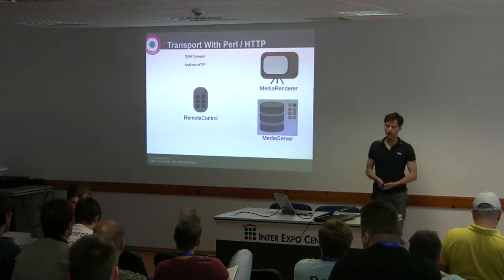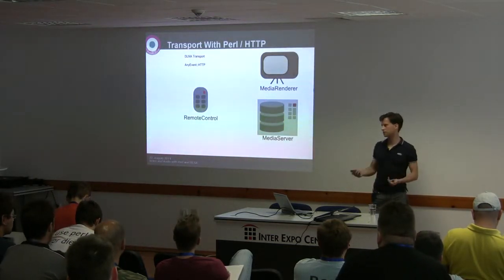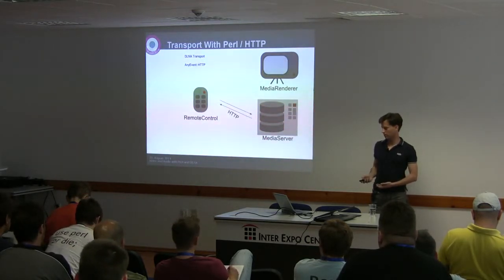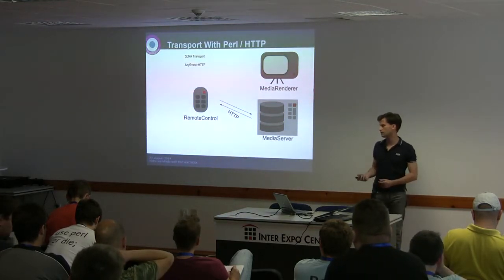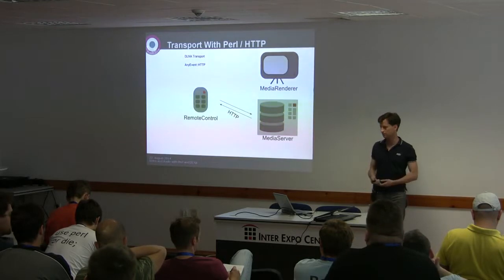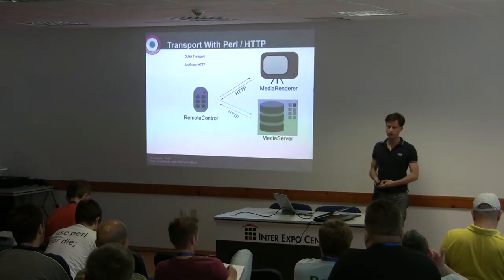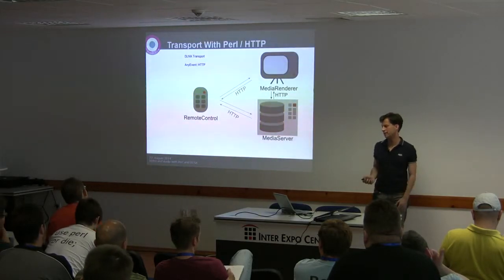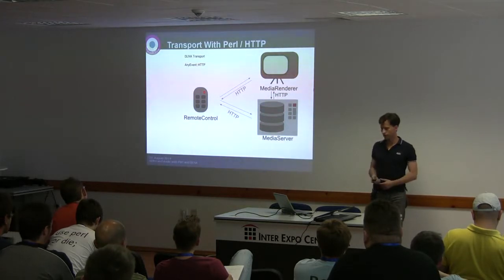Now, after we've found the appropriate devices we want to render to, we need to tell the device what to render. We simply obtain from a media server the URL of our movie and then send that URL again by HTTP request to the media renderer. And the media renderer then requests that URL from the media server, and that's it. It plays the movie or whatever.